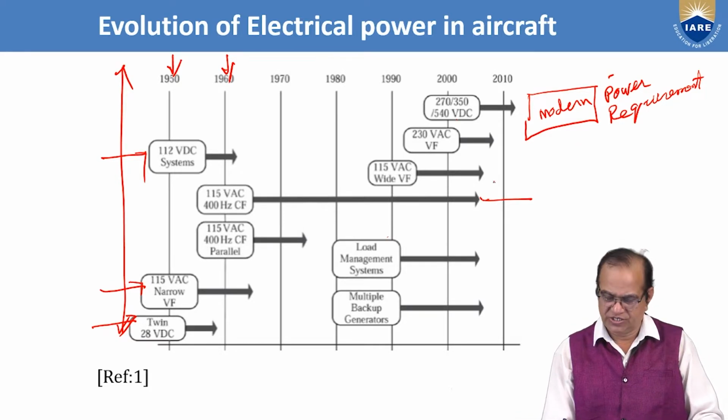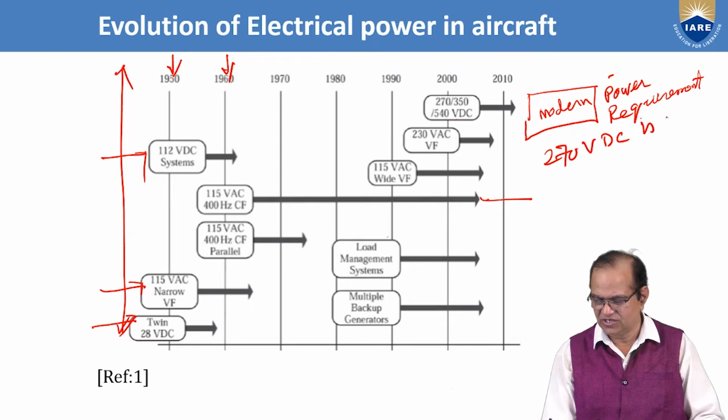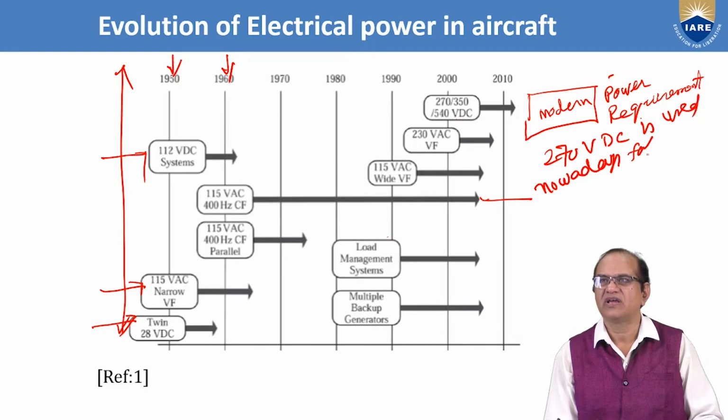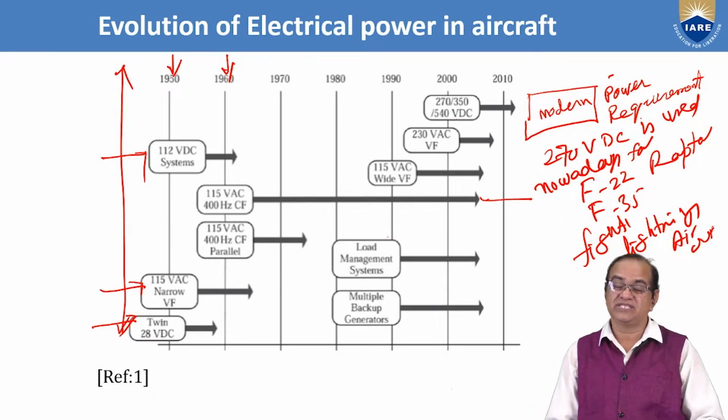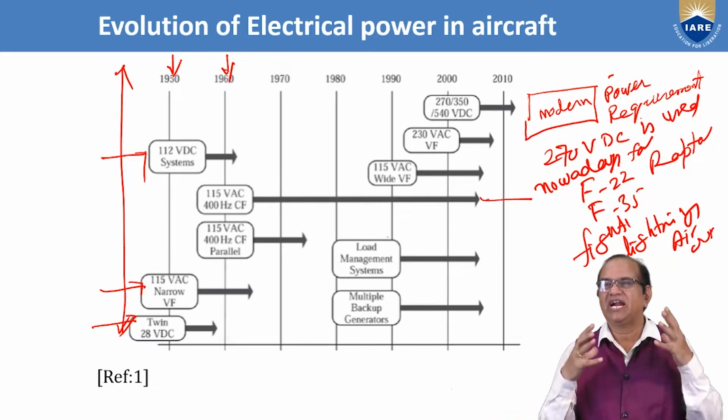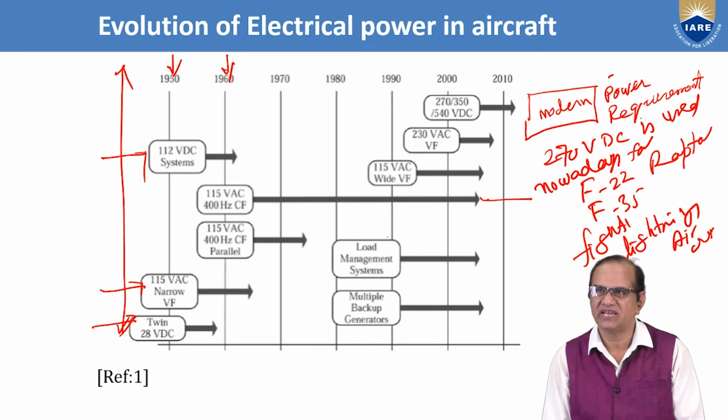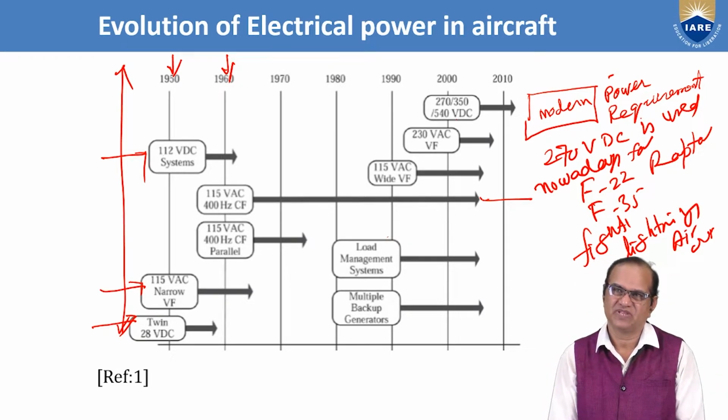And this 270 volt DC is used nowadays for the F-22 Raptor and the F-35 fighter, whose name is Lightning aircraft. These things are used. The advantage of this 270 volt DC is that the electromagnetic interference in these systems will not be felt.